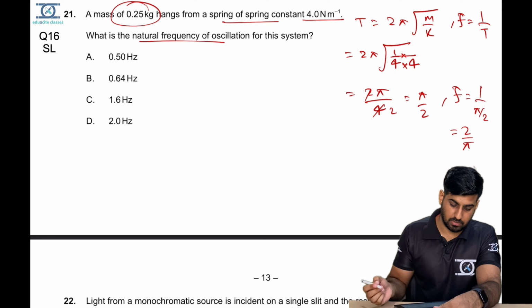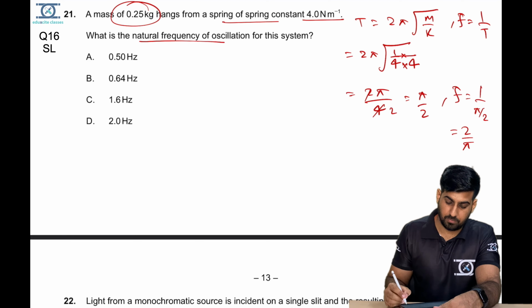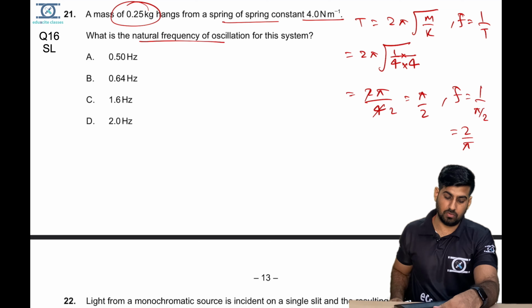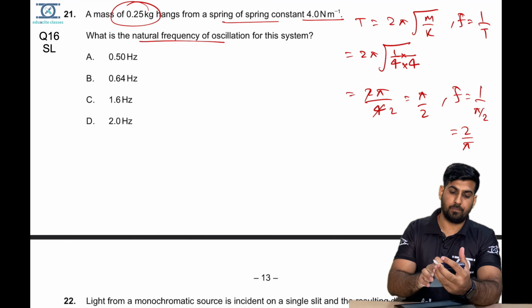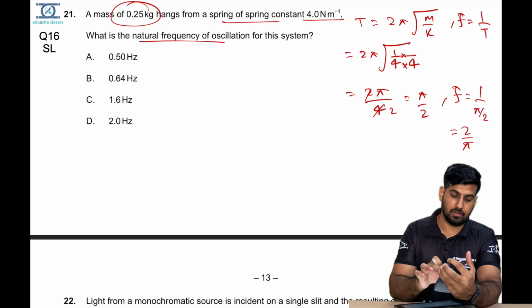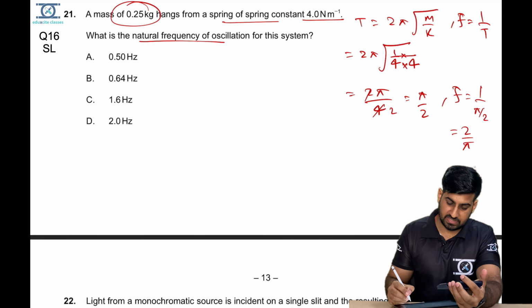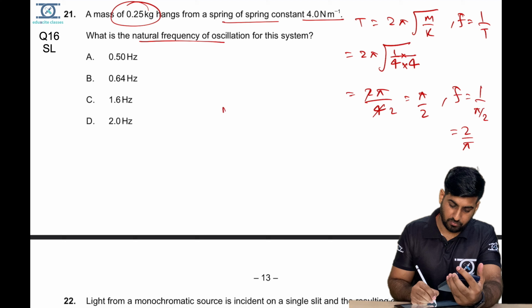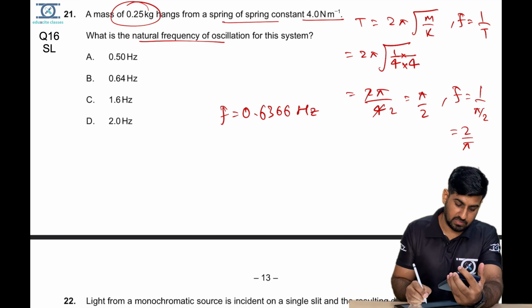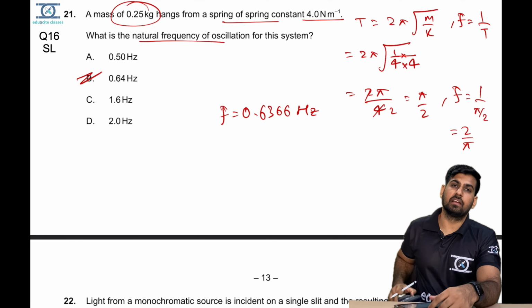Option 2 by pi. Pi is 3.14. You have the calculator with you, so you can check 2 divided by pi is nothing but 0.636. So frequency is 0.6366 Hertz, nothing but option B is the right answer.